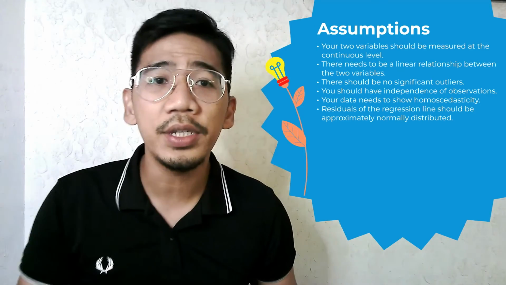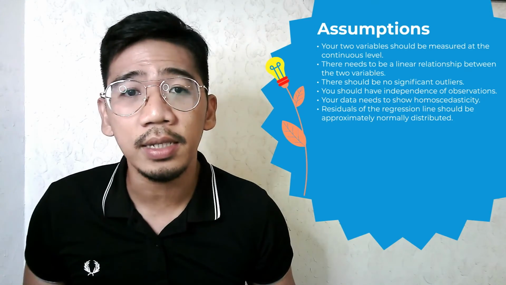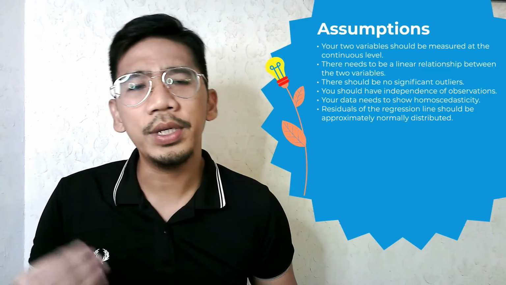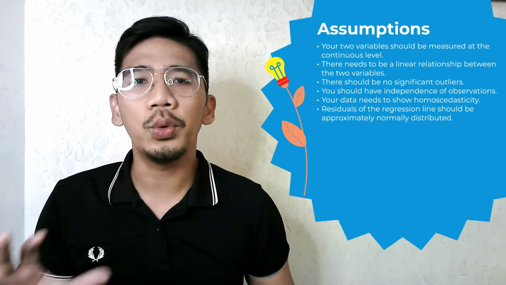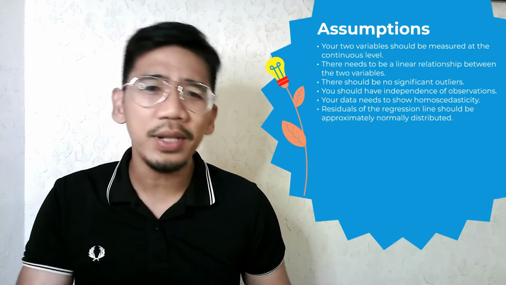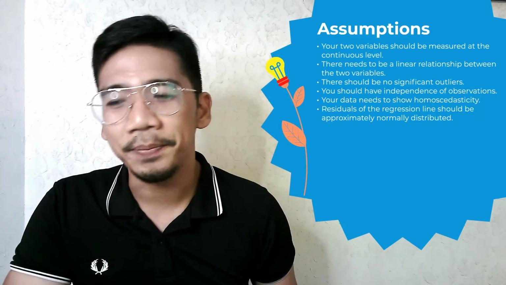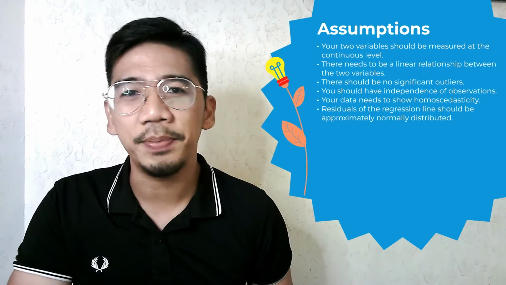The fourth assumption is that you should have independence of observations, which you can easily check using the Durbin-Watson statistic, a simple test to run in SPSS and actually integrated in linear regression in SPSS.